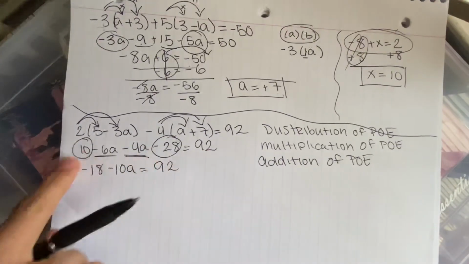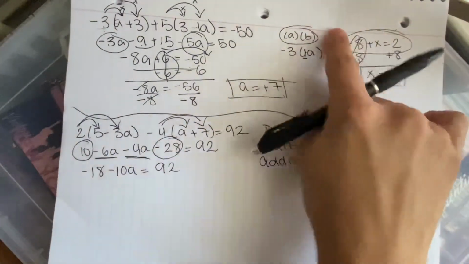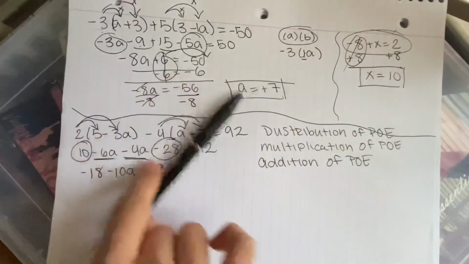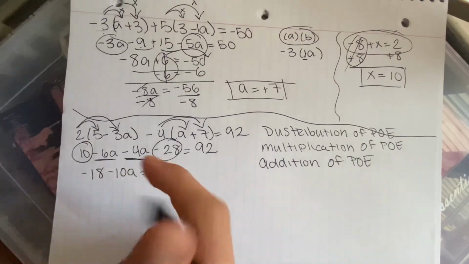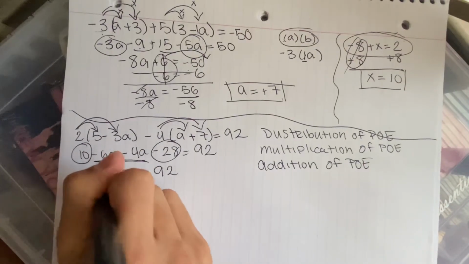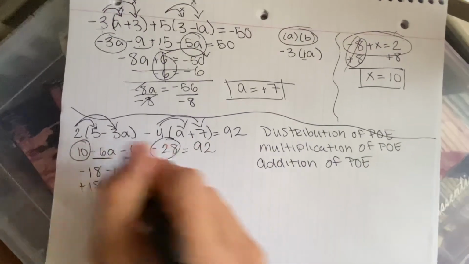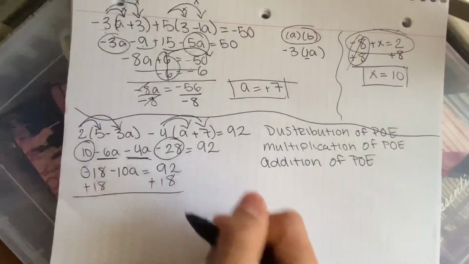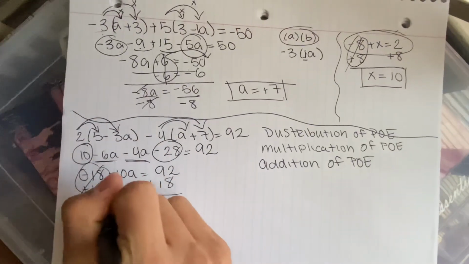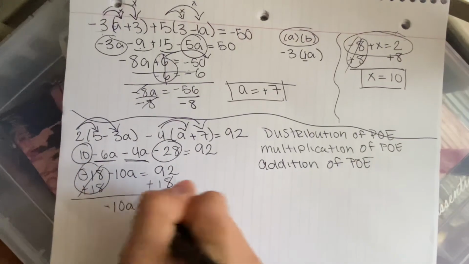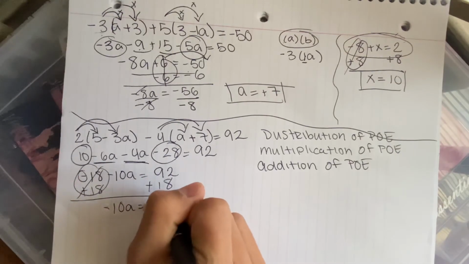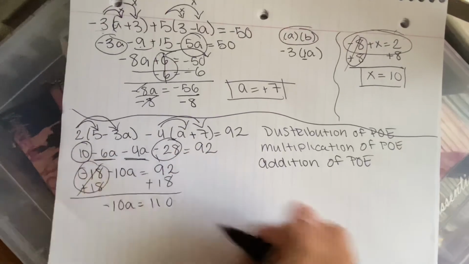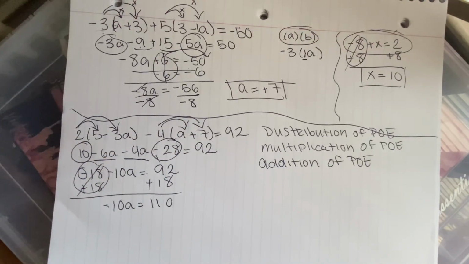Now we're stuck with this equation, which is again similar to this equation. So now we just have to do what we learned before. We're going to try and get that a by itself by adding 18 to each side, since we have a negative right here, right? This essentially cancels out. We're left with negative 10a is equal to, what is that? 92 plus 18, that's going to give us 110, right?